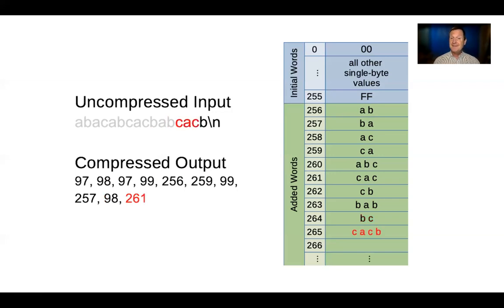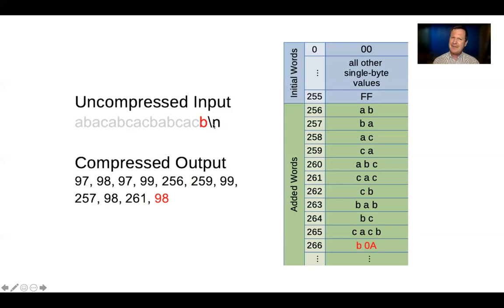Continuing from the C, we've already got a code for CAC. That's on line 261. So we write out that code, and then we add the even longer word CACB to our dictionary. So you can see every time we have a sequence of characters where it would have been nice to have a code for an even longer word, we go ahead and add that word to our dictionary. So now we're all the way up to this B. We've got a code for B, but we don't have a code for B new line. So we write out the code for B and we add B new line to our dictionary.